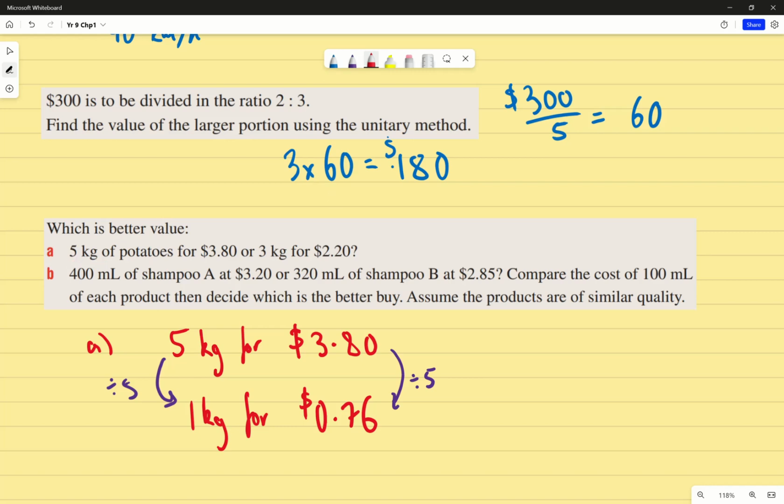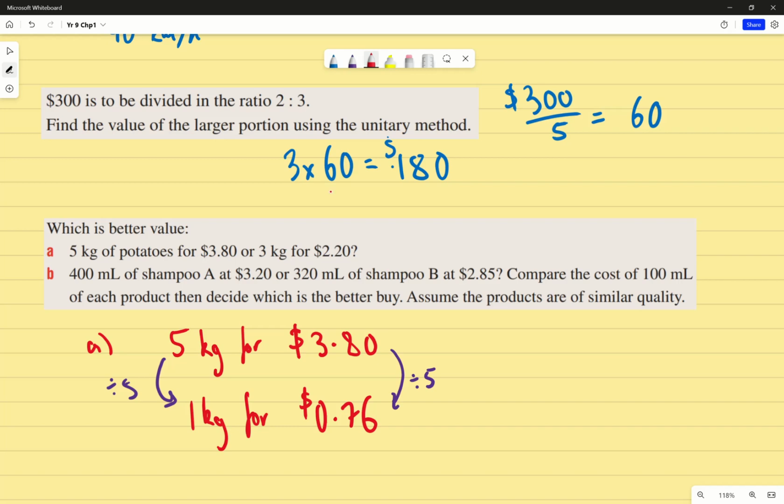Now, without me actually solving this, just looking at it, which one looks cheaper? 5 kilograms for 380 or 3 kilograms for 220? Hands up if you reckon the 5 kilograms is probably cheaper. Okay, hands up if you reckon the 3 kilograms is probably cheaper. Okay, they're probably very close. Let's see what it looks like.